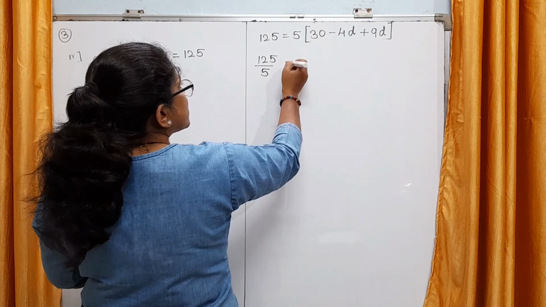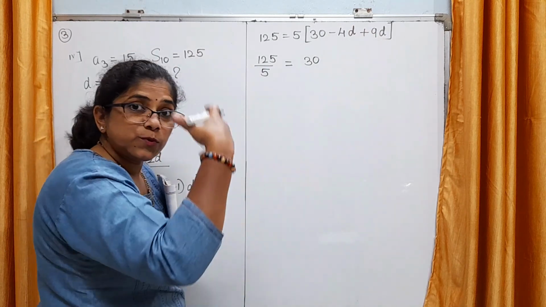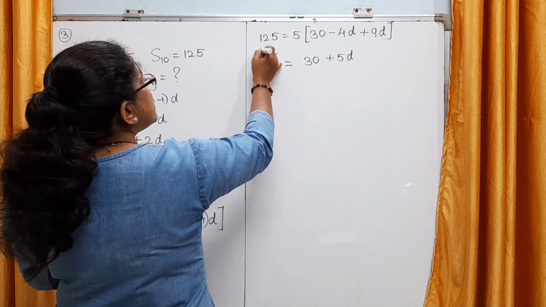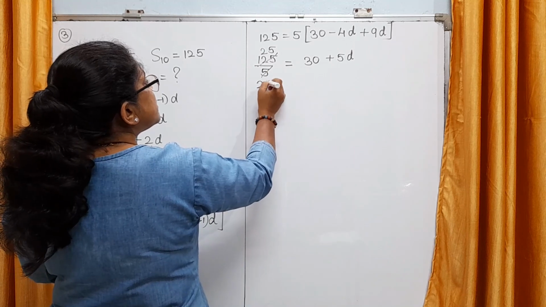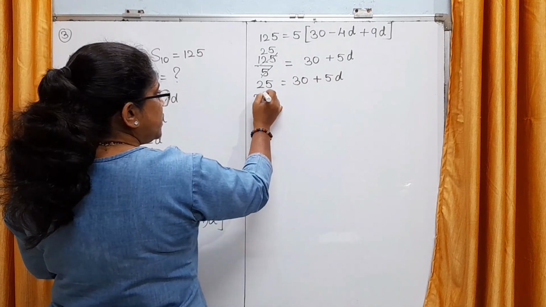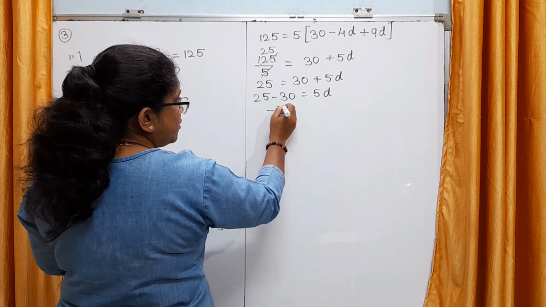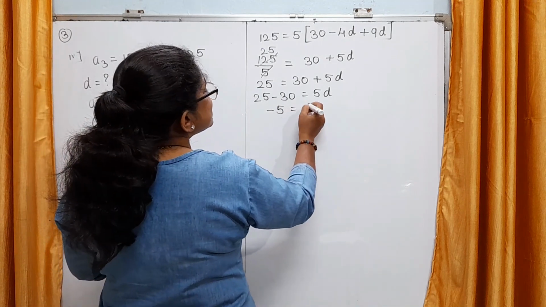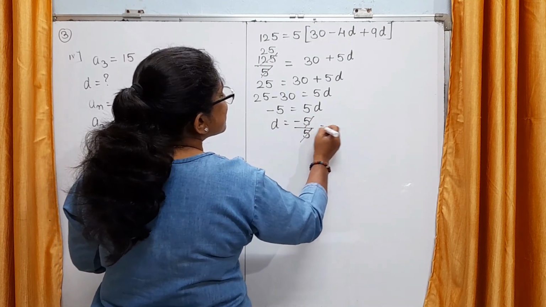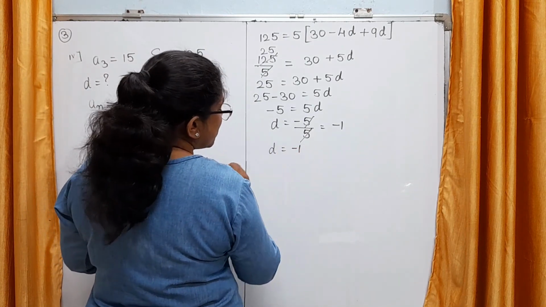125 upon 5 is equal to 30 minus 4d plus 90. Minus 4d plus 90 is plus 5d. 5 ones are 5, 5 twos are 10. So we have here 25 is equal to 30 plus 5d. 25 minus 30 is equal to 5d. So here 25 minus 30 is minus 5. Minus 5 is equal to 5d. So d is minus 5 upon 5. It's minus 1. So here the value of d is minus 1.